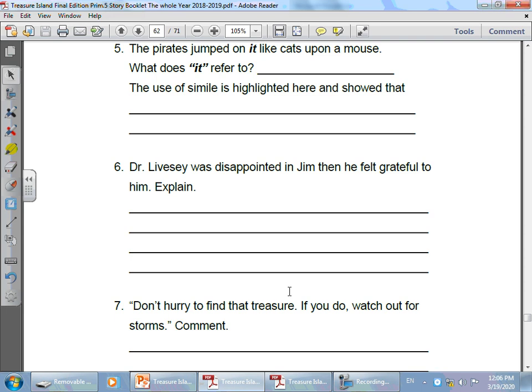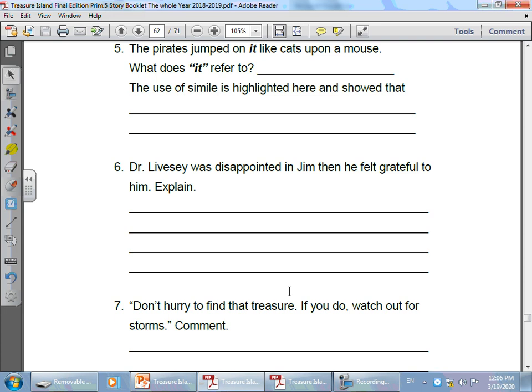Number 6. Dr. Livesey was disappointed in Jim, then he felt grateful to him. Explain. What happened when Jim explained the situation to Dr. Livesey? What did he do? Super, excellent. Dr. Livesey felt disappointed and he blamed Jim for deserting the stockade, especially as he knows that the captain was wounded. And when he knew that Jim Hawkins saved their lives and that he put the Hispaniola in a secret place, he appreciated him and he felt grateful that Jim Hawkins saved their lives.